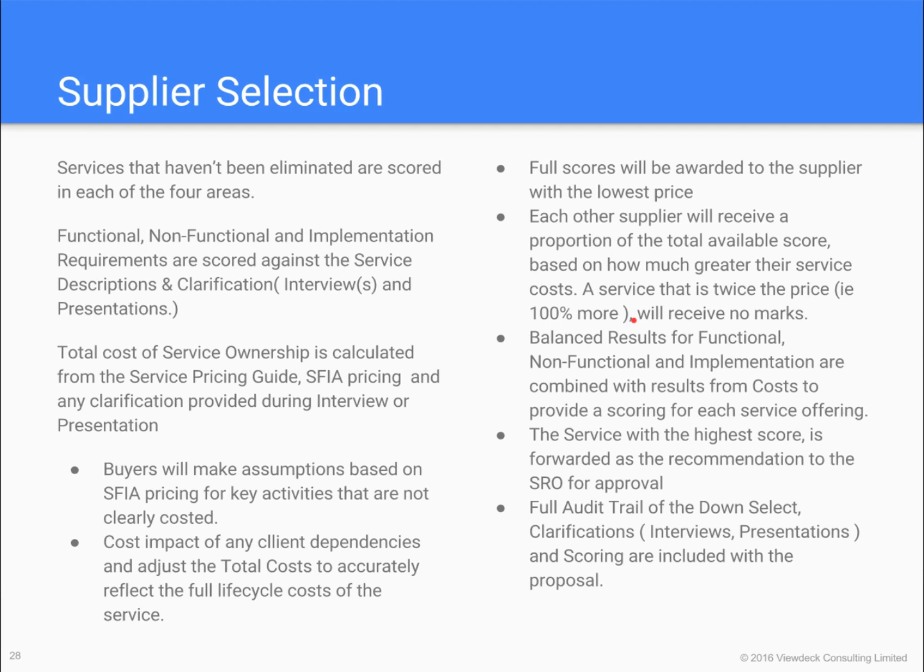So that supplier selection is where we actually then look across these four key areas. This means evaluation testing across the functionals, the non-functionals, implementation and requirements, and the costs to get a scoring of what is the most appropriate selection. Total cost of ownership is calculated from the service pricing guide, and needs to be from the prices that are available in that service.